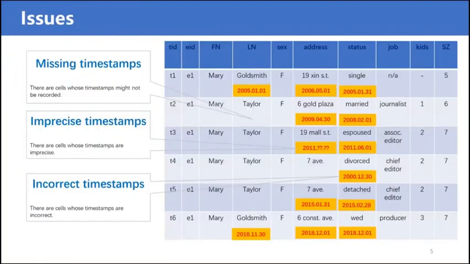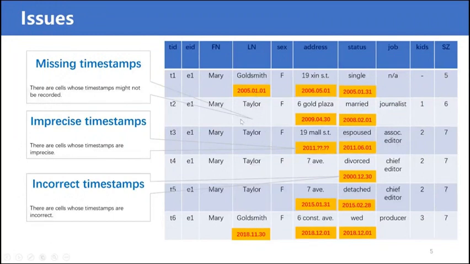However, there are mainly three issues in determining the up-to-date information. So we can see the right table. There are 6 tuples that belong to the same person, Mary Goldsmith. We can see that as time goes, there are some attributes such as address, status, job, kids, and SA, which means the shoe size, whose values change. So the yellow region records the timestamp.